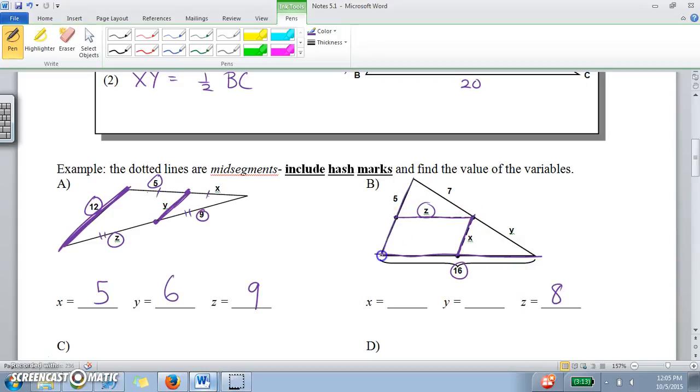Here, x is half of this side right here, but it tells us that half of this side is 5, so this is cut in half. The whole thing would be 10, so x is also just 5. For y, if this is a midsegment, that means this is the midpoint. So if this piece is 7, y would also be 7.